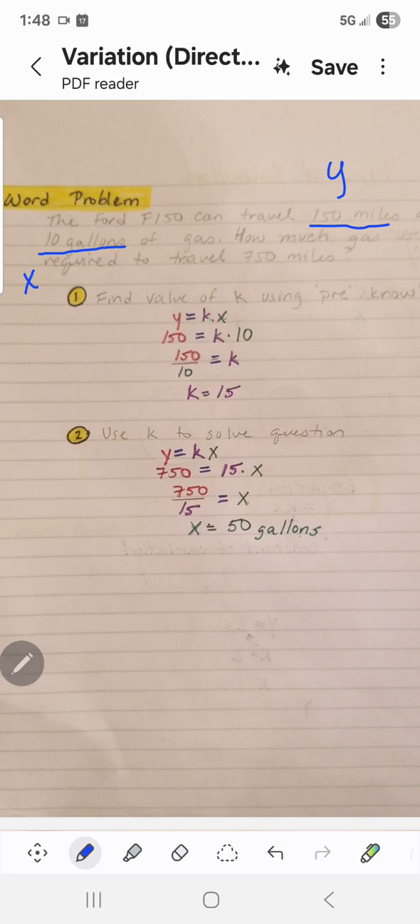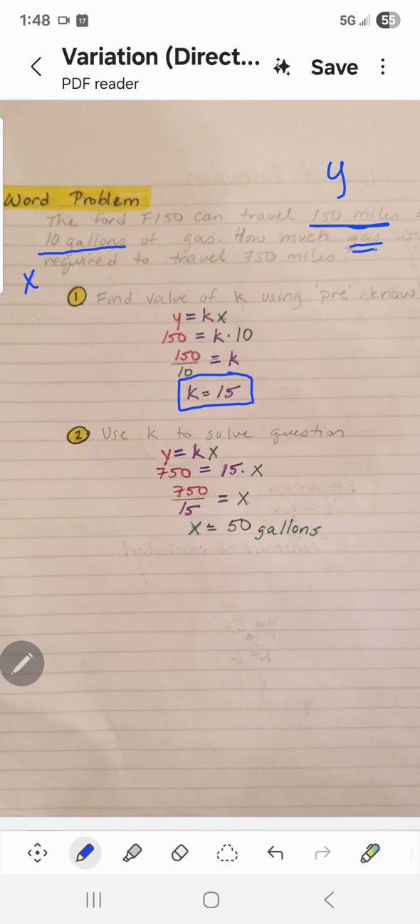Direct variation, y equals kx. Y is 150 miles, x is 10 gallons of gas. But I don't know what k is. That's all right. I can solve for k. Divide the 10 over, and that tells me that k is 15. Now that I have k, I can go figure out the answer to the problem.